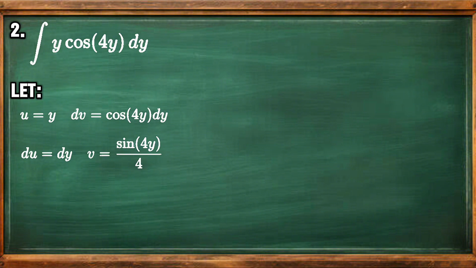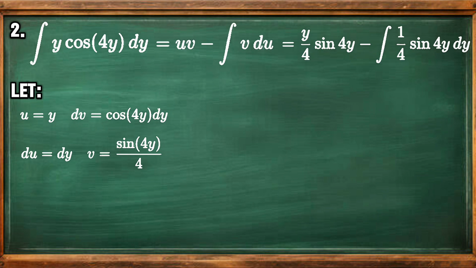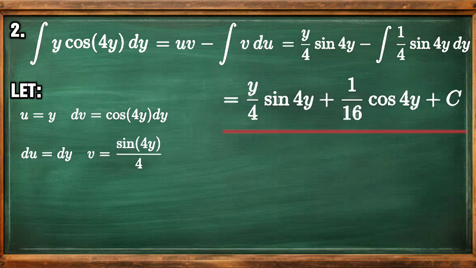Now, using the integration by parts formula, we substitute to get this integral, which is equal to y over 4 sine 4y minus integral of 1/4 sine 4y dy. We then integrate sine 4y, which gives us negative 1/4 cosine 4y. So, the final result becomes y over 4 sine 4y plus 1 over 16 cosine 4y plus c.